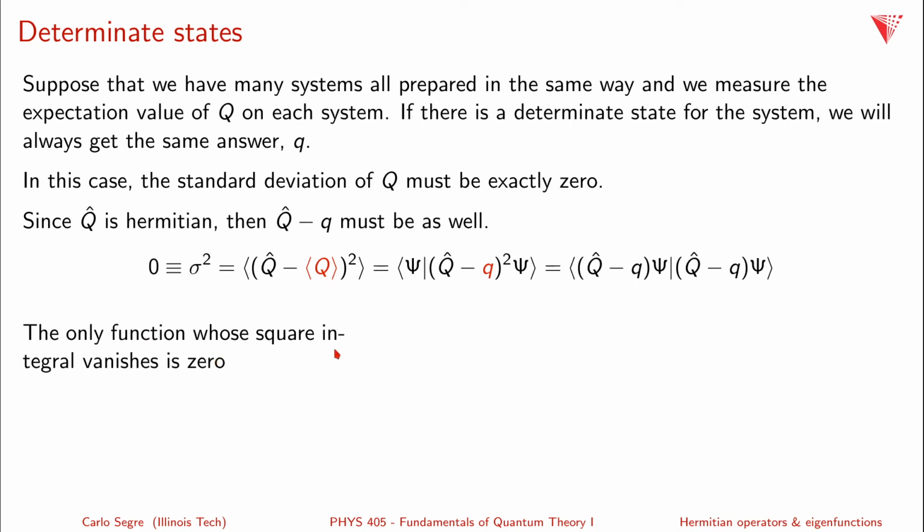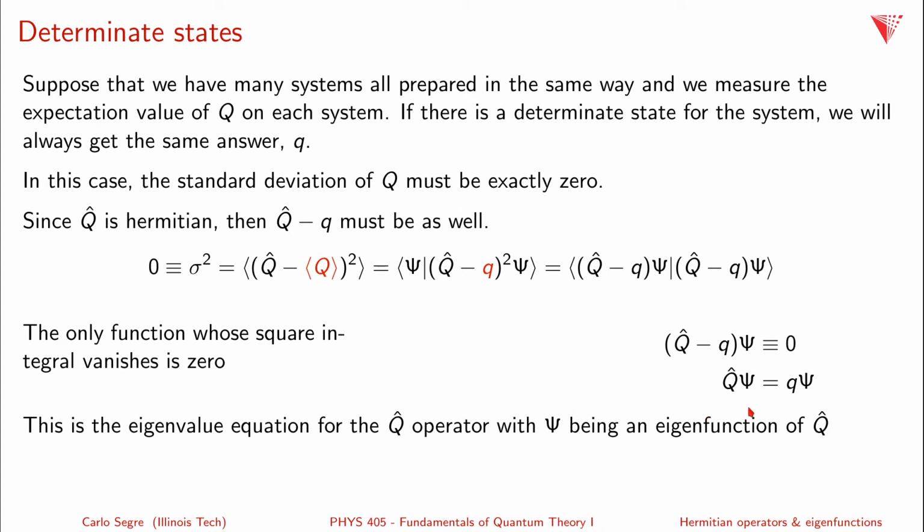The only function whose square integral vanishes is 0, right? Because that was the definition that we had. So the only way the square integral can be 0 is if the function itself is 0. And so consequently, q operator minus q applied to psi is equal to 0. Well, what does this define? That means that q operator applied to psi is equal to little q times psi.